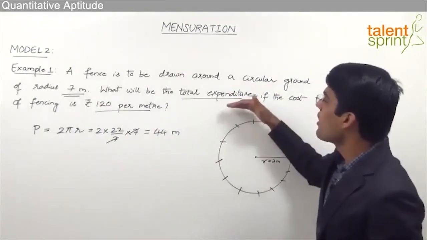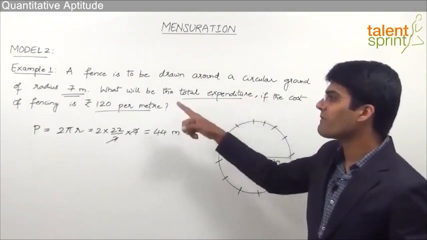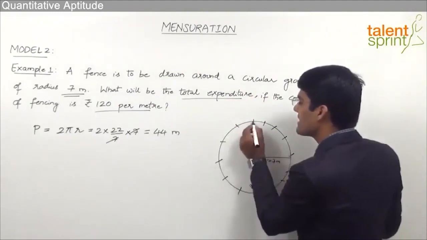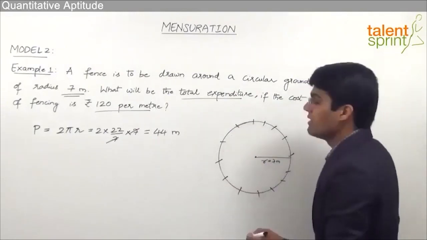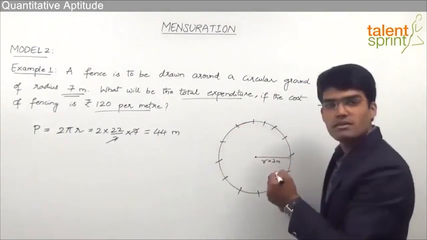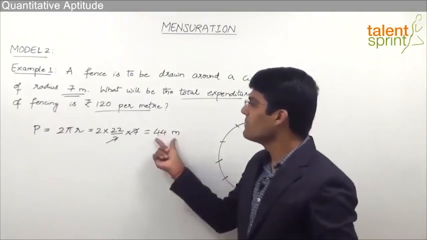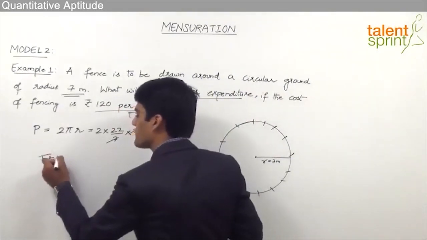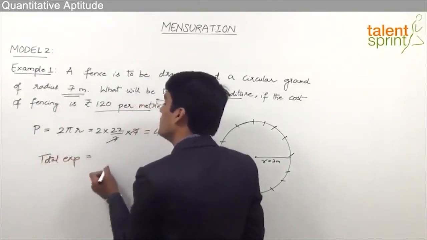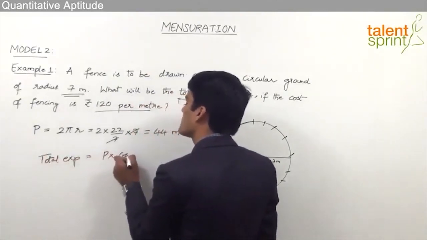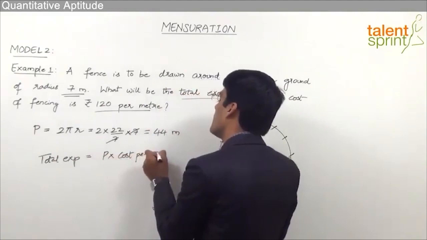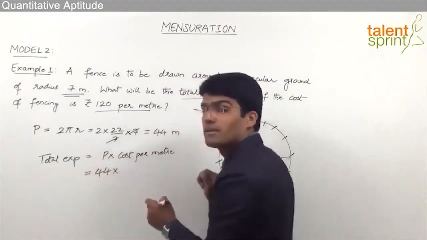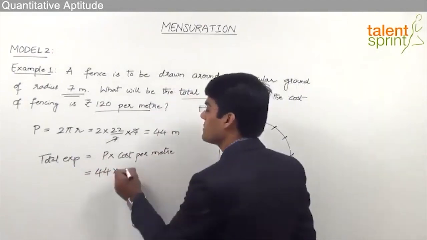And the question says, what is the total expenditure if the cost of fencing is 120 per meter? So for 1 meter length, the cost is rupees 120. So what will be the total cost is the question. Total cost will be nothing but perimeter into the cost per meter. So we can say that total expenditure will be equal to the perimeter into cost per meter. So this can be taken as 44, that is the perimeter, into cost per meter, which is 120.